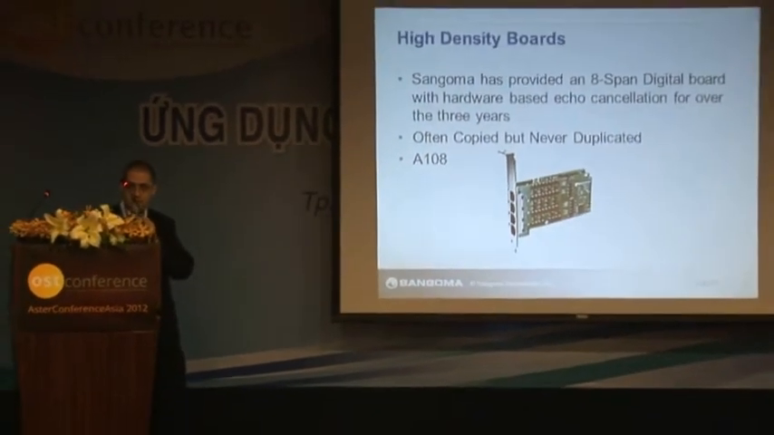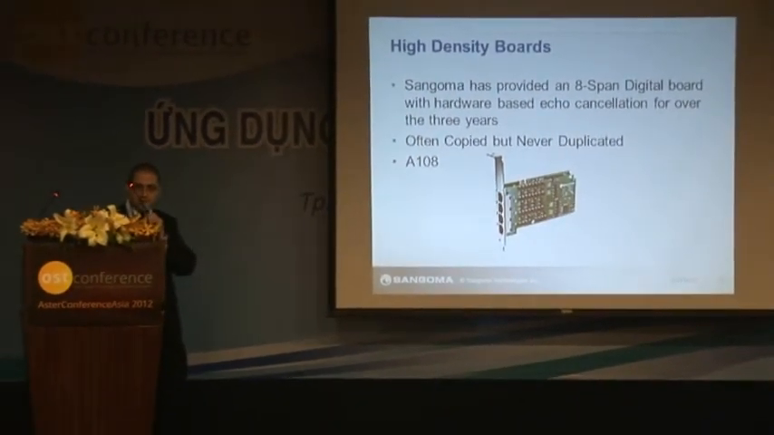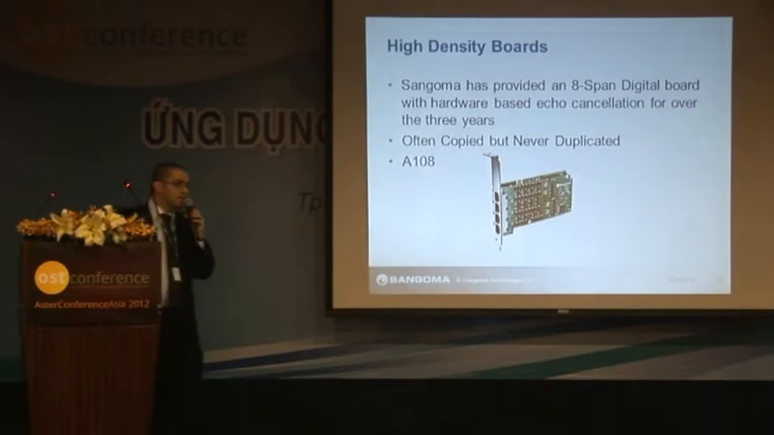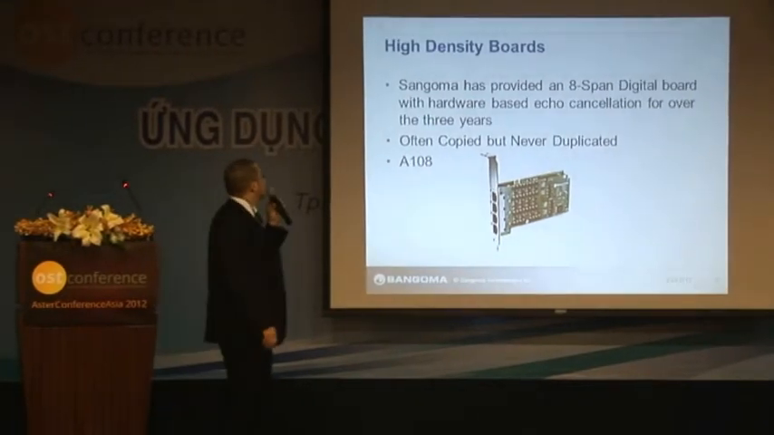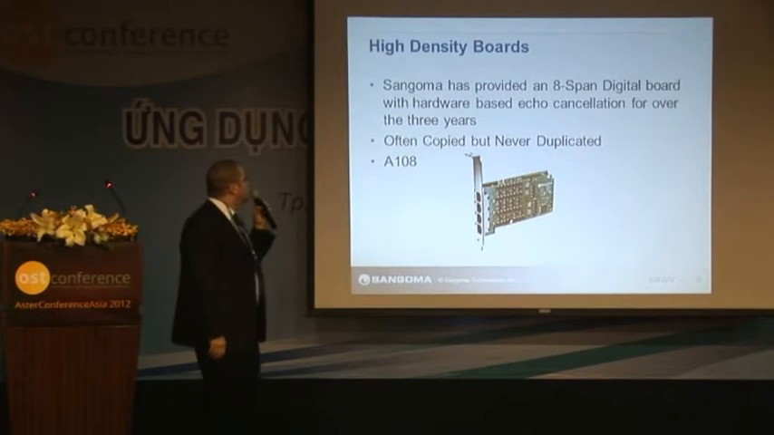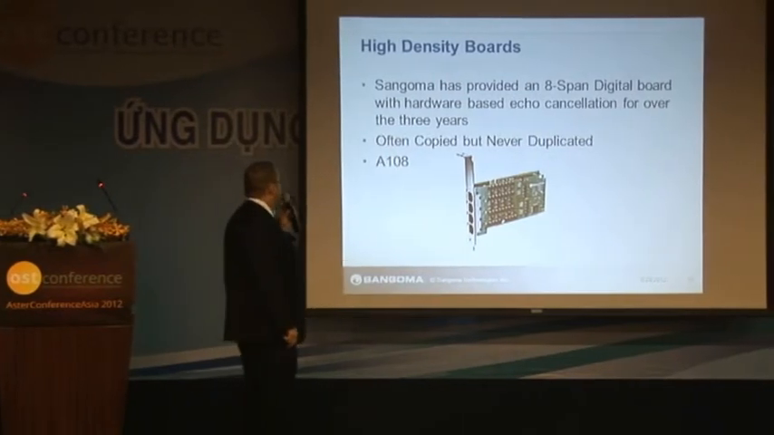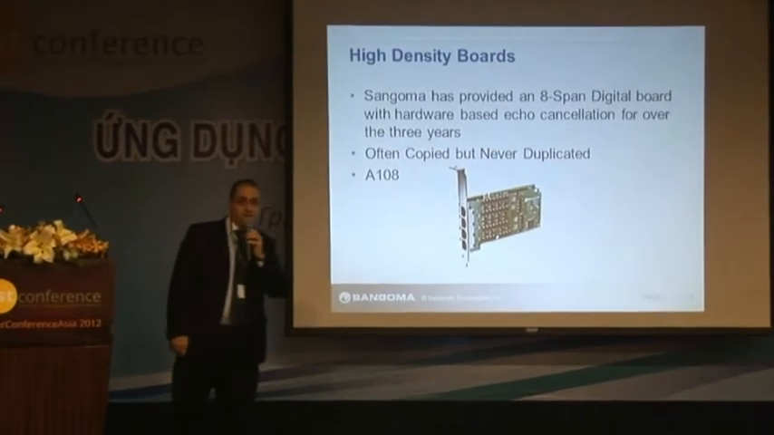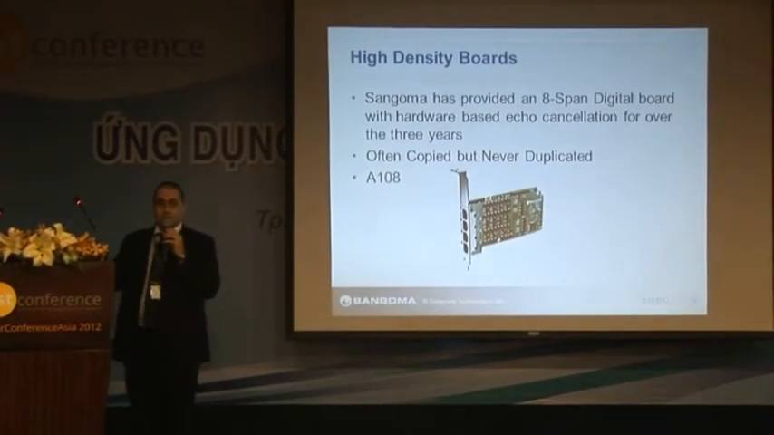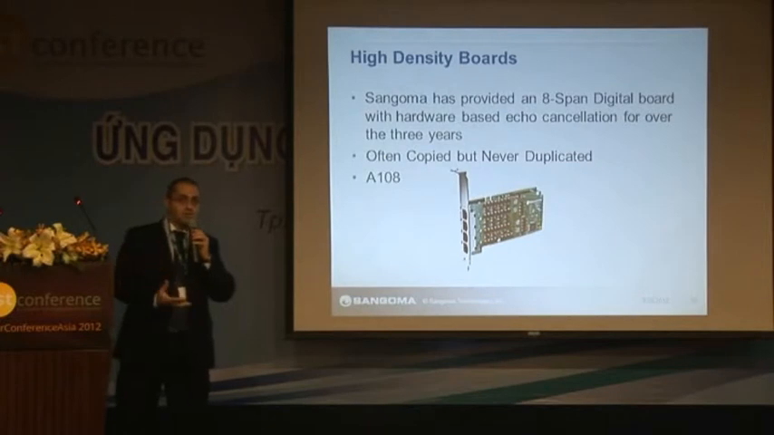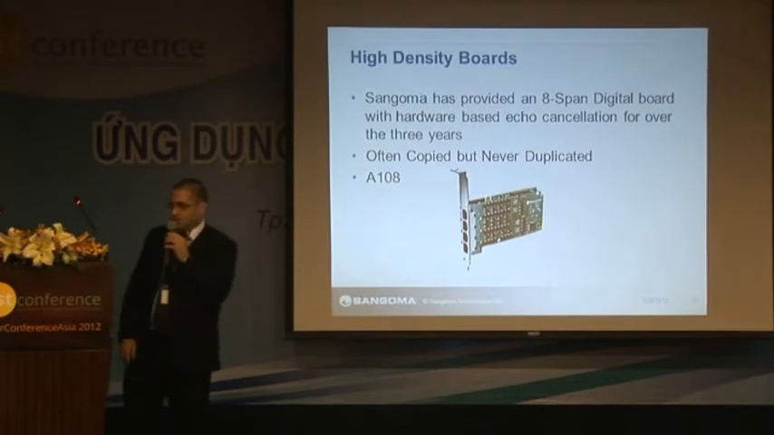This is a high density board. It's an 8 E1 board. So basically 8 times 30, 256 calls that you can do with the echo canceller. We always say that we are often copied but never duplicated, because we are using a different software methodology. We're using this one-pipe methodology.